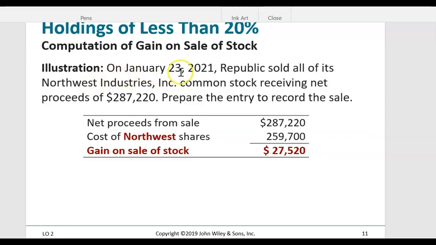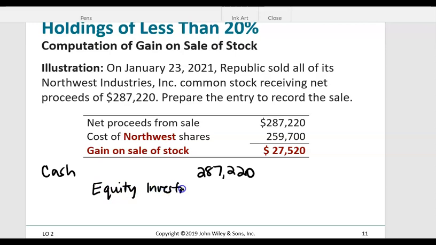Next, on January 23rd, 2021, Republic sold all of its Northwest Industries common stock and received net proceeds, or in other words, cash, of $287,220. We are asked to record the entry for this sale. So we're selling securities, we're selling our equity investments, we receive cash, $287,220, and we need to remove the equity securities. So we're going to credit to reduce the account equity investments.